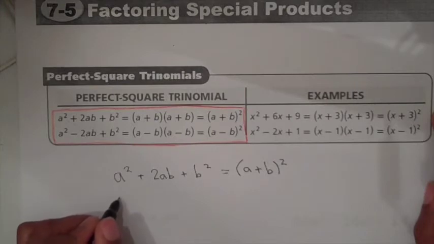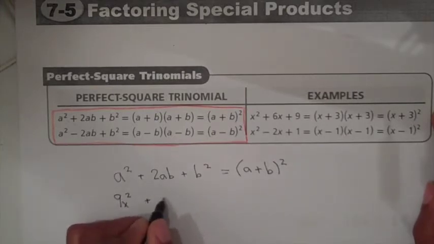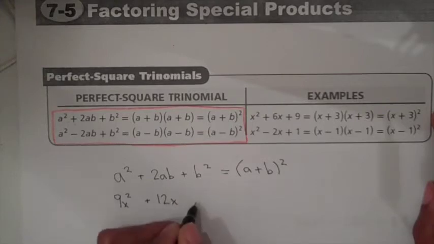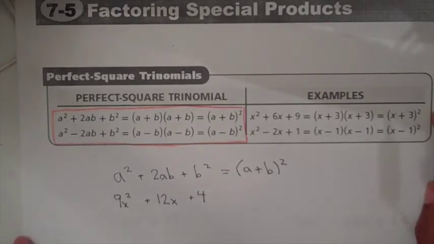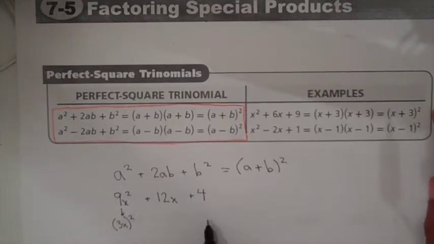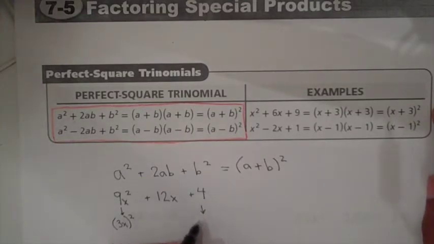On the previous page we were talking about 9x squared plus 12x plus 4. What we have to do is look at the first term, and we decided that 9x squared is 3x times 3x gives us 9x squared. And then what times what gives me 4? Well, that's 2 times 2. So 4 is 2 squared.